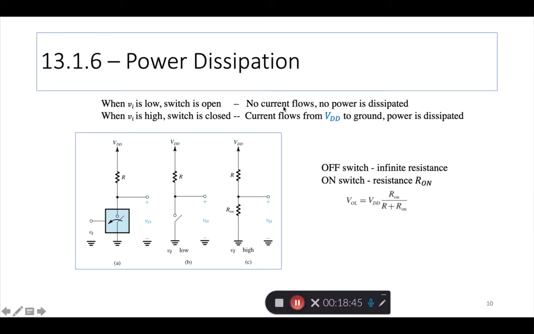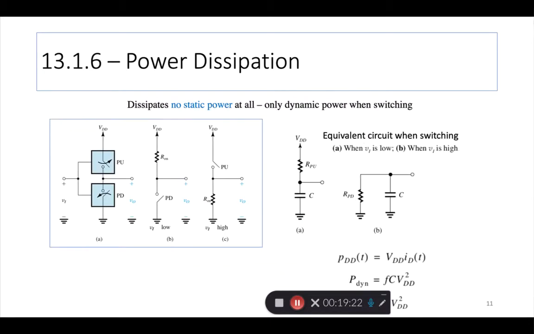When Vi is low, switch is open, no current flows, no power is dissipated. When Vi is high, switch is closed, so current flows from VDD to power ground, and power is dissipated. So even during static, when Vi is high and output is low, current does flow from VDD to ground like this, so static power is being dissipated. Again, this complementary system dissipates no static power at all, only dynamic power when switching.